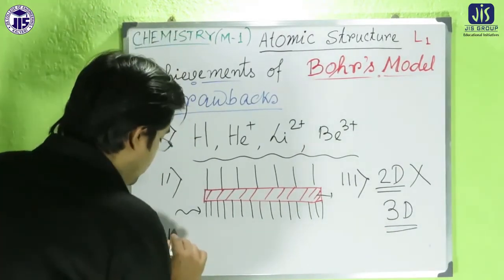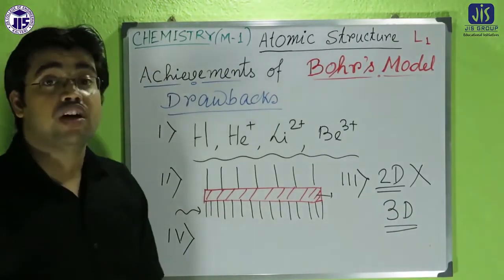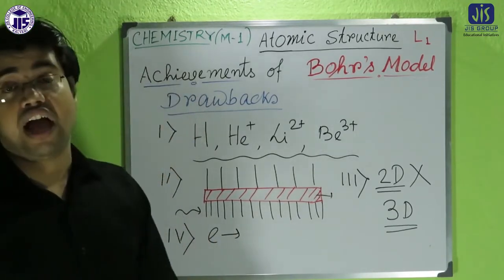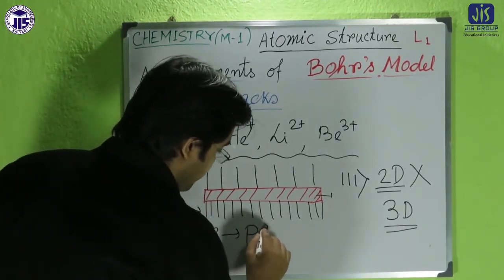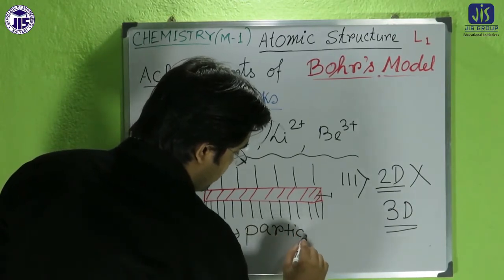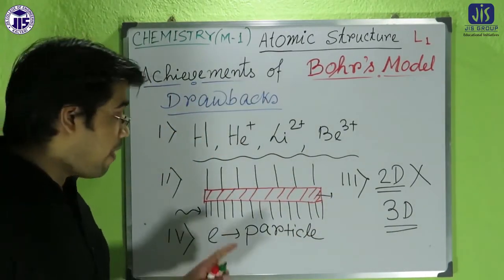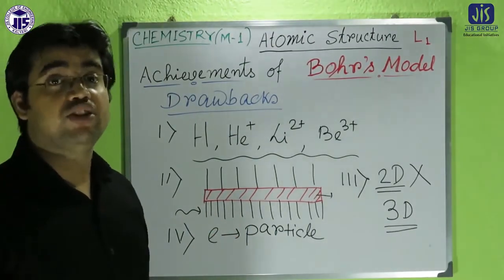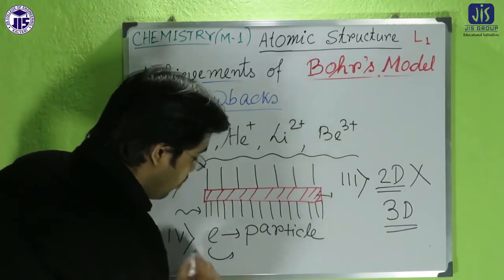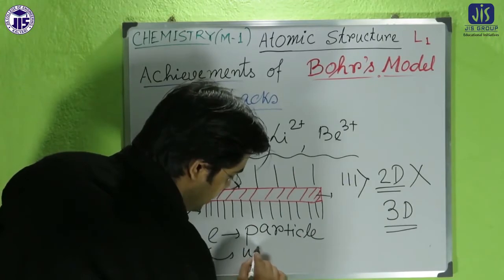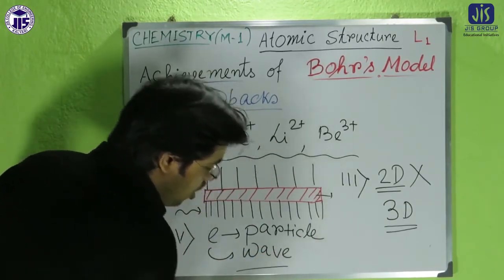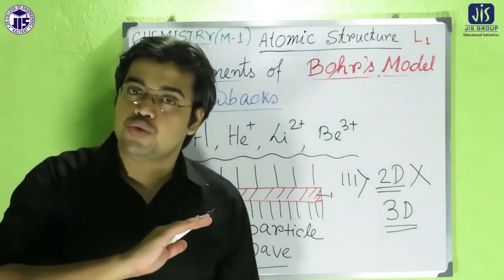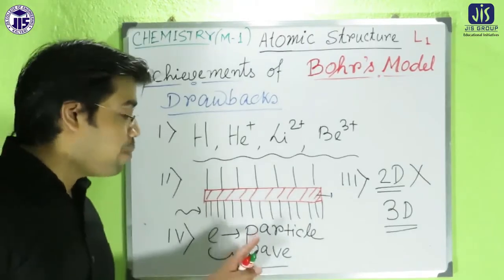Fourth point: Bohr's model considered that the electron has only particle nature, or behaves like a particle. But we know, according to the de Broglie principle, that the electron has dual character: it has particle character and also wave character. That dual character, particle and wave, was not explained by the Bohr's model.